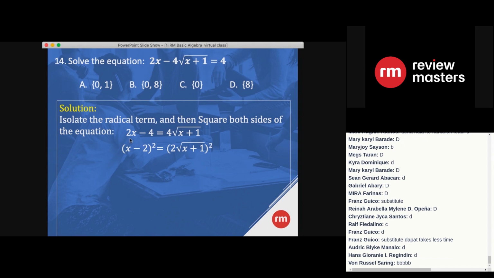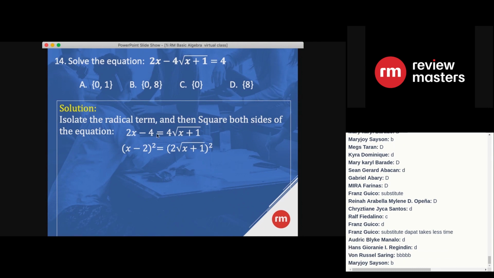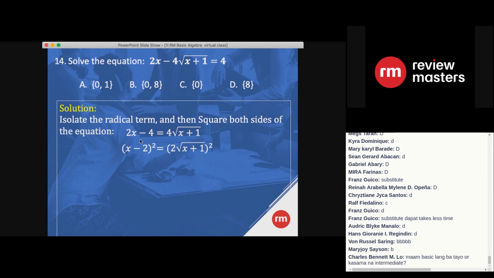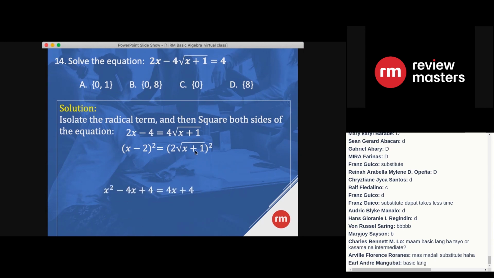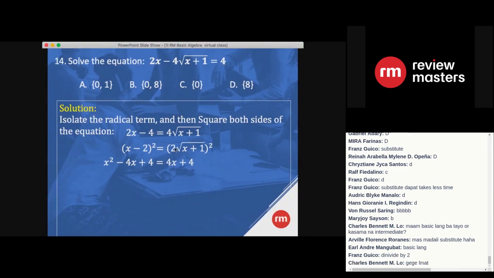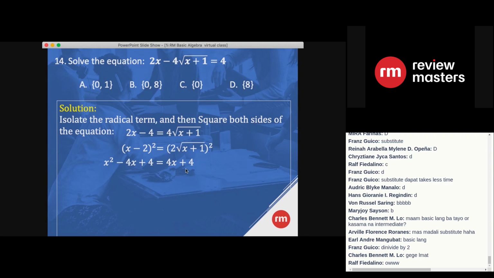Why did it become like this? We factored it, since all of them, the 2x and the 4, are divisible by 2. So this 2x minus 4 became x minus 2, and this 4 became 2. And then you square both sides. You will have x squared minus 4x plus 4 when you square this. And when you square this, it is 4, because 2 squared is 4, times the square of the square root of x plus 1, which becomes just x plus 1. So it becomes 4 times x plus 1, which is 4x plus 4. Okay?